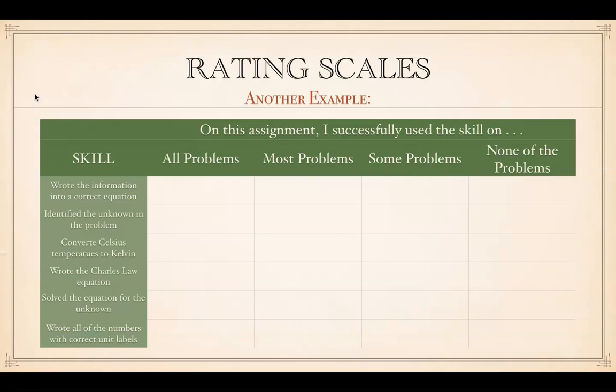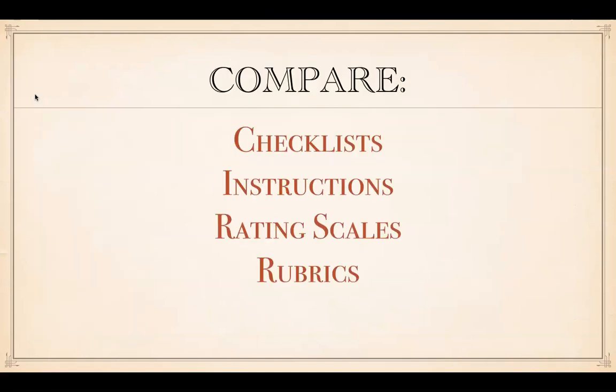Did I do that on all the problems? Did I do that on most of the problems? And so it's a kind of self-check going on. That's what a rating scale could be. And again, the frequency here essentially is all problems, most problems, some problems, and none of the problems. And then it's broken up into the different skills in the list. So just an example of something that could be gone through for a lab, or really any multiple step process that students are being asked to do on an assignment.